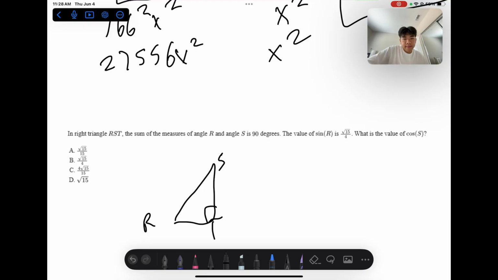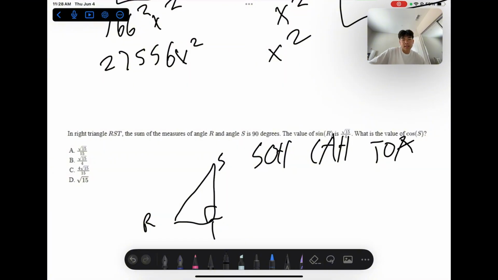And then, okay, the value of sine R is root 15 over 4. What's the value of cosine S? Alright, the first thing you should know here is SOHCAHTOA. If you know it, that's good. If you don't know it, don't worry because it's pretty simple.